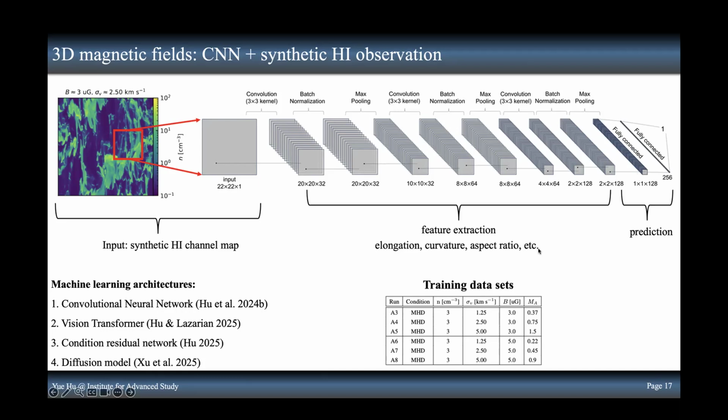We use different training data sets initiated with different turbulent velocity, sigma v, and different magnetic strengths, to make the neural network generalize, extracting features and finding correlations in different physical conditions. Of course, in addition to the convolutional neural network, in recent years there are many different machine learning architectures, and they have different advantages. From our experiment, the vision transformer architecture is better at predicting the magnetic strength. So it depends on the accuracy we want to achieve; we might adopt different machine learning architectures, but here I just use a convolutional neural network as an example.